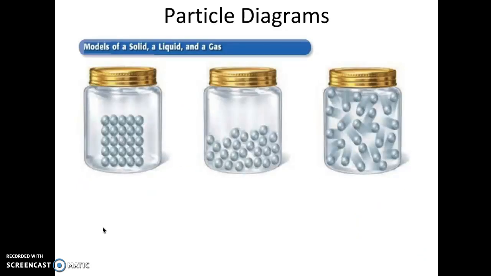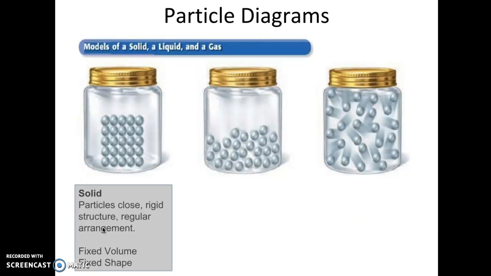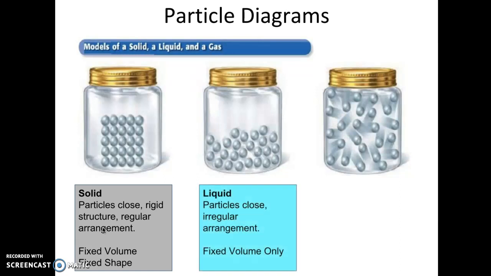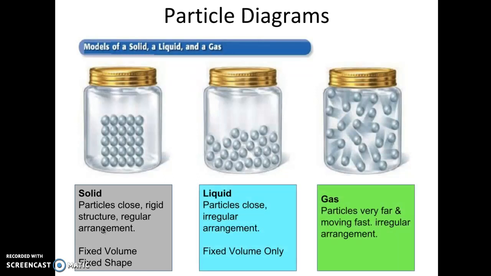So sort of to summarize particle diagrams for the phases, they help us to explain the properties of solid, liquid, and gas. Solids having fixed volume and fixed shape, meaning the volume and shape of the solid is going to be the same no matter what container you put it in. Liquids have a fixed volume, meaning that the volume of the liquid is going to be fixed no matter what size container you put it in. So for example, if you have 1 liter of water and you put it into a 2-liter container, you still will only have 1 liter of water. The shape, however, of liquid is not fixed, so it will take the shape of the container.